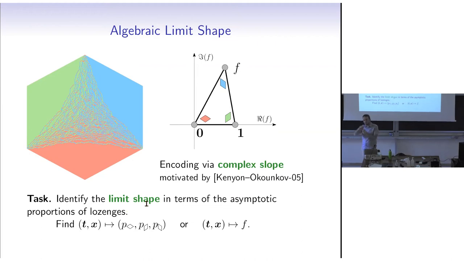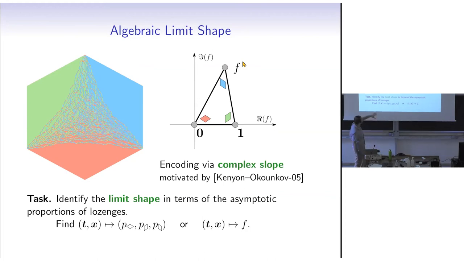And then you think about these three numbers as three angles of a triangle. And you put this triangle with vertices at 0, 1, and whatever is the third vertex. In this way, the three proportions of lozenges become parametrized by a complex number in the upper half plane. But really, this is just a change of coordinates. Once you have this number, you draw a triangle, you have three proportions, right? It's just a convenient coordinate system to think about problems of this type.